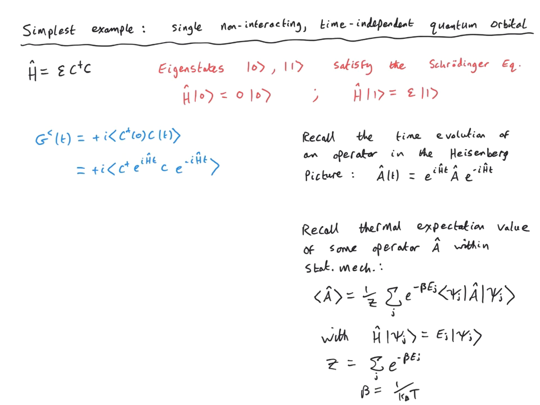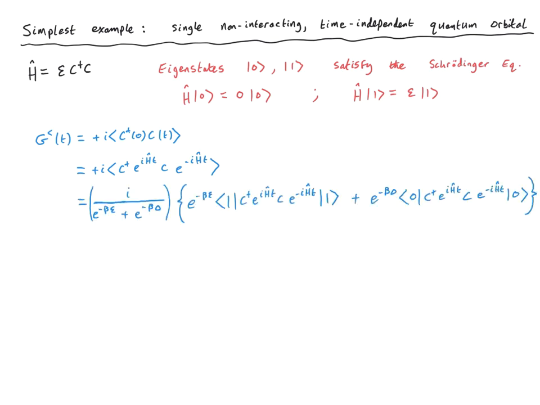It's basically normalizing this probability distribution. Finally, beta is the so-called inverse temperature. It's just 1 over kBT, with kB the usual Boltzmann constant. So now we have all of the ingredients to simply go ahead and calculate by hand this G-lesser Green's function.